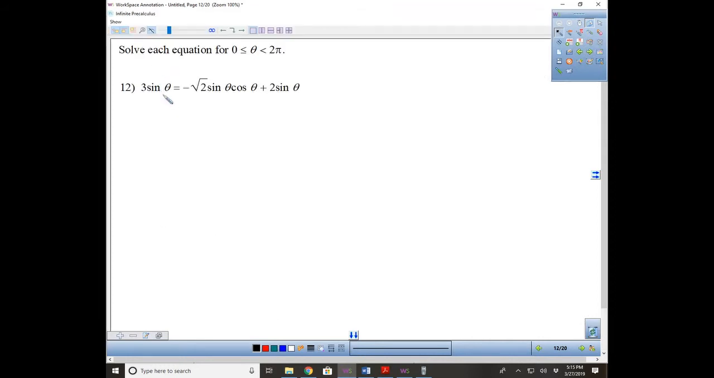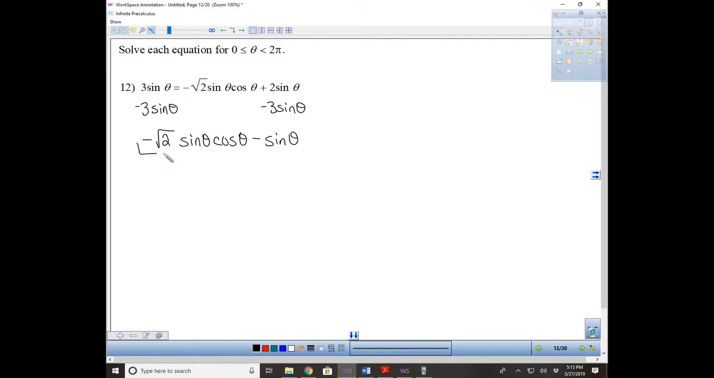Okay, this one looks super scary, but it's really not that bad. If you have a bunch of stuff, get it all on one side. And maybe sometimes that isn't going to be the best way, but most of the time it is. So we've got negative square root of 2 times sine theta cosine theta. And 2 sine theta minus 3 sine theta is negative 1 sine theta.